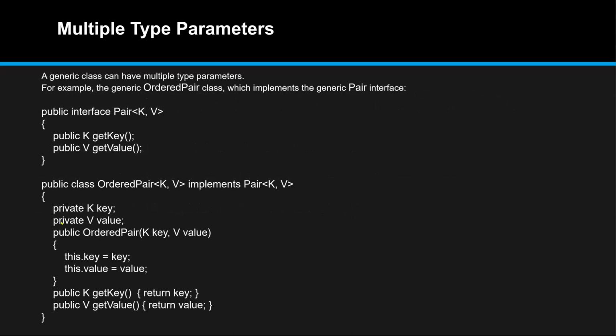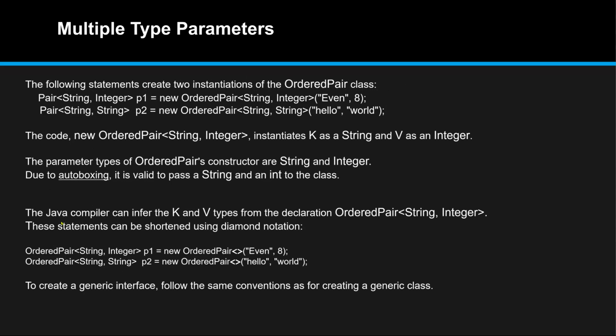You can also have multiple type parameters. A pair, KV. So we have K, which has getKey, and V, which has getValue. And a class OrderedPair, this is an interface by the way, which implements Pair and has a private key and a private value, and a constructor that takes one of each, and we create it, and then we have our methods that return generic type values. So the way we'd create it is Pair<String, Integer> p1 = new OrderedPair<String, Integer>.